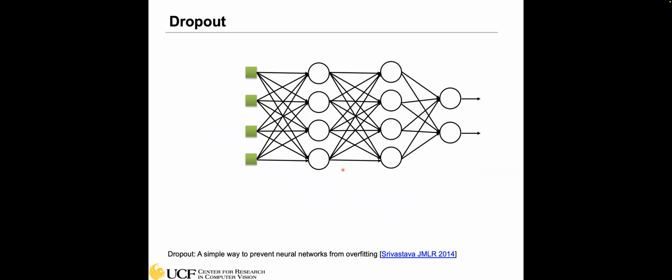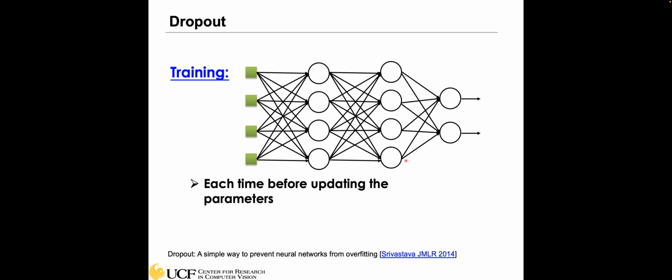And another technique is called dropout. By the name, we want to drop something out of the network, right? So this is used in the training stage. Okay, so here I just give you this very simple fully connected feed-forward network. These are the neurons, right? So in the training, each time before we update parameters, we want to randomly drop some of the neurons.